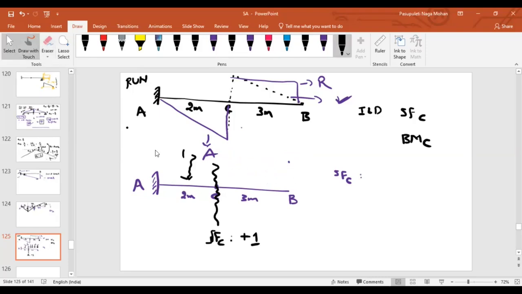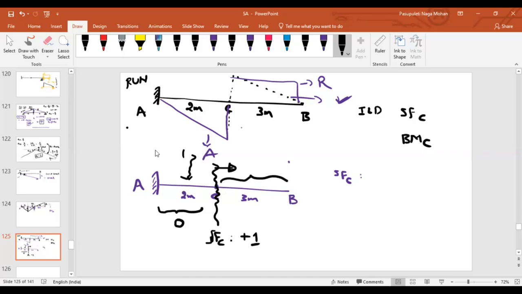You can look into the right side. How many forces are there if you look into the right side, sir? Any forces? Zero force. That means what is the shear force? Zero. If the load is in this portion, what is the shear force?